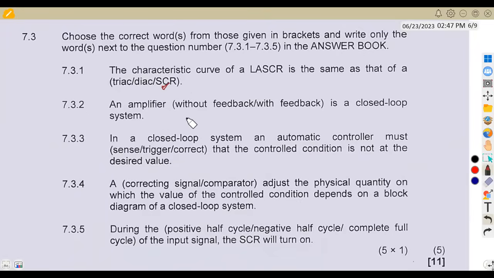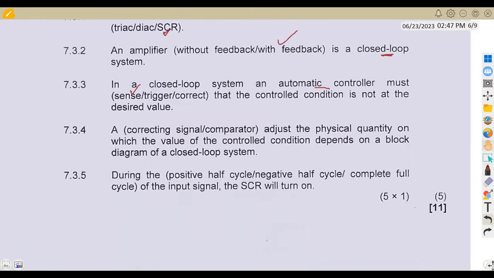7.32, an amplifier, all right, is a closed loop. A closed loop has a feedback. So in a closed loop system, an automatic controller must sense that the controlled condition is not at the desired value. So it's supposed to sense. And 7.32 is used to adjust the physical quantity on which the value of the controlled condition depends, on the block diagram of a closed loop. So this is a correcting signal in this case.